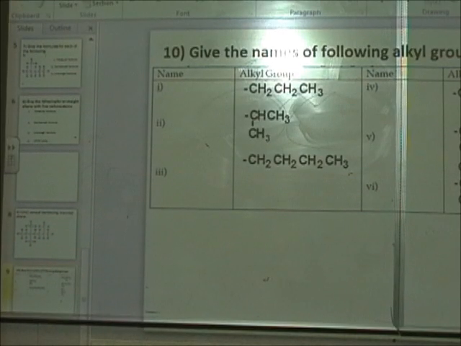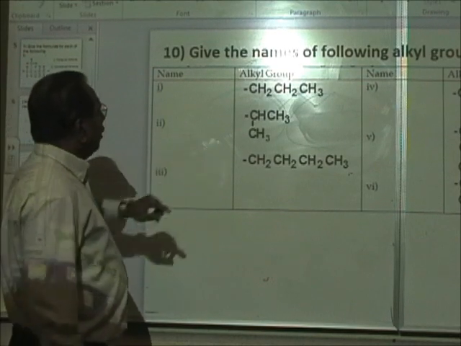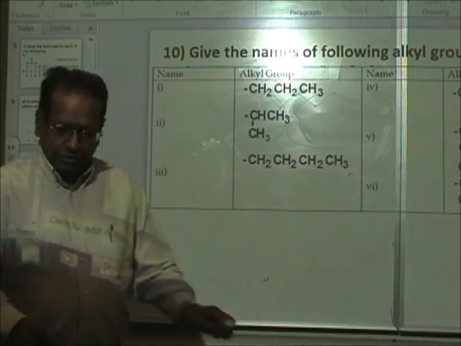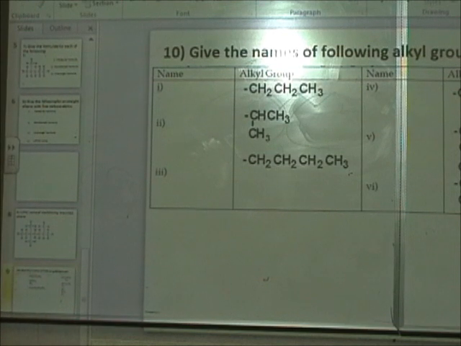Complex molecule could have branches. We use the simplest branch, which was methyl or ethyl. Then there could be whole different types of alkyl groups. Now you have to understand this. Let me show you. Make an alkyl group now from a hydrocarbon. How do you make an alkyl group?